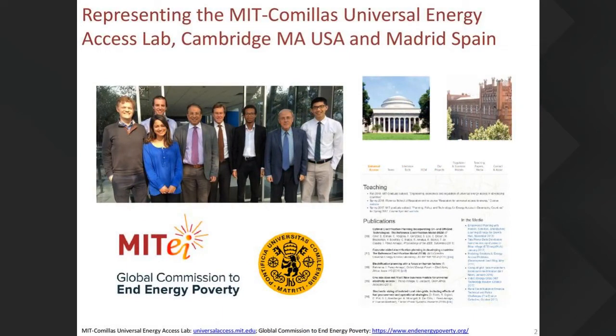So I'm representing the MIT-Comillas Universal Energy Access Lab. We're both based out of Cambridge, Massachusetts, at MIT, and Madrid, Spain, at Comillas University. And this is, on the left, some of the people in our group, and our website's below, universalaccess.mit.edu. And some of the work that I'm presenting is not just my own. I just want to express that, but a lot of it with regards to machine learning-based demand models are.